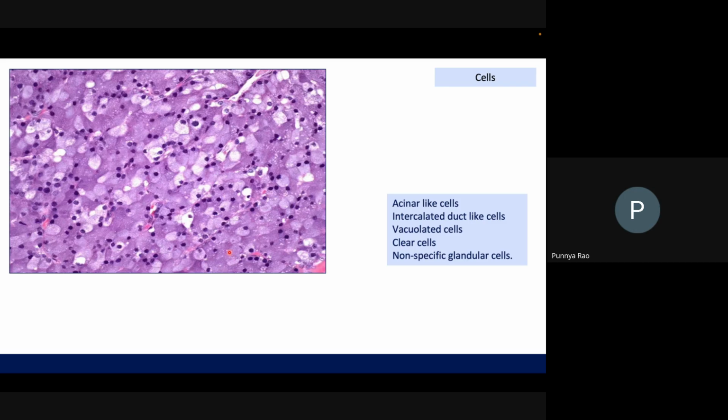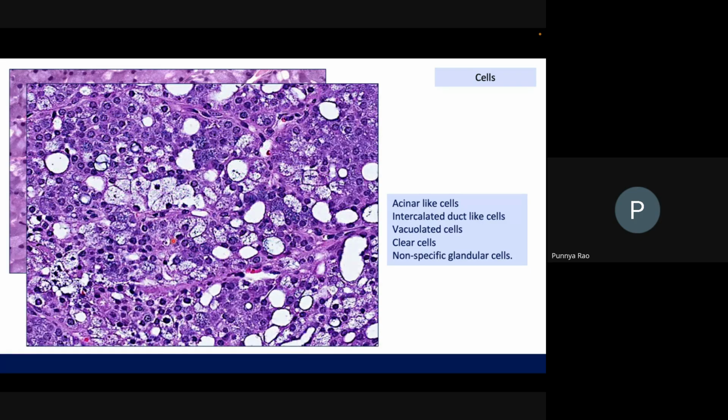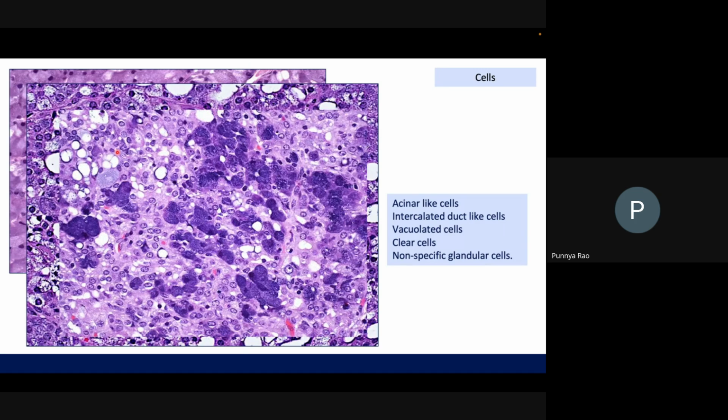And then you have intercalated ducts, which appear to be more cuboidal. I think they are in the next picture. Okay. So if they are appearing more cuboidal, round to ovoid, we call them intercalated cells. Then you have vacuolated cells, which is very specific for acinic cell carcinoma. So you have clear cells, but they will be in the form of multiple vacuoles. A clear cell is clear in the sense they will not have any vacuoles, but I think there is another one. Yeah. These are the multiple vacuoles that you can see. So these are your vacuolated cells.